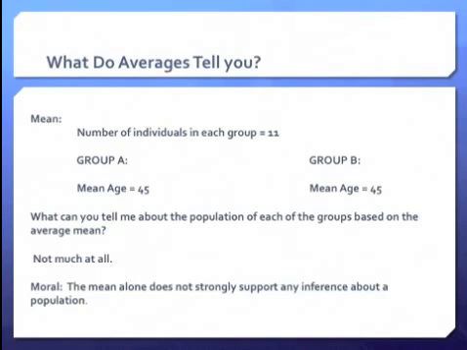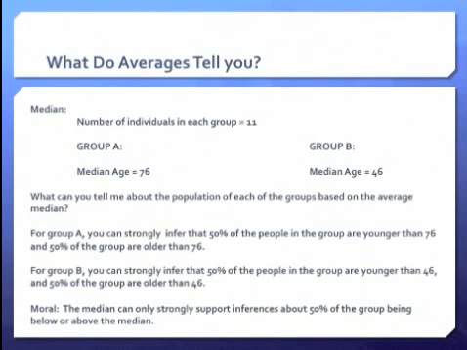So the moral here is that the mean alone of any set of numbers does not strongly support any inference about the population. In other words, anytime an argument concludes something about a population based only on the mean of that population, you can bet that it is a weak argument.